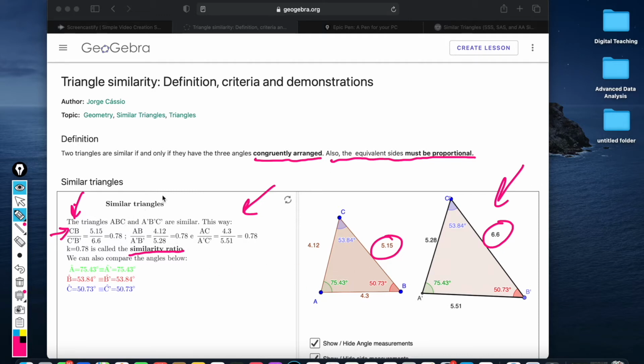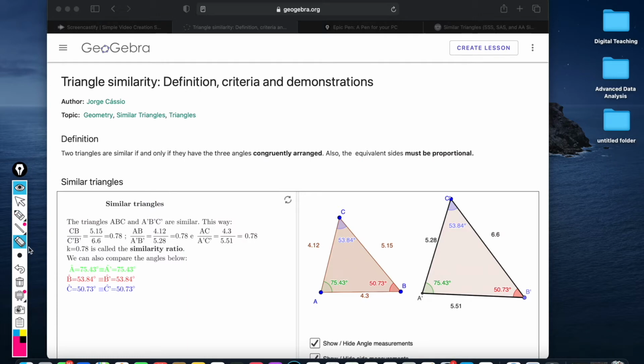So as you see over here, you take AB divided by A prime B prime. You would take AC and divide it by A prime C prime. When doing that, you find out that all three of the equivalent sides have the same amount. If I were to divide these out, they come out to a 0.78 value. Well, guess what? You have the equivalent sides of these triangles in proportion. This is called a similarity ratio.